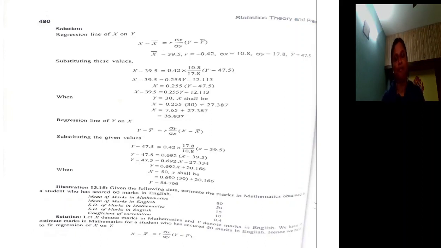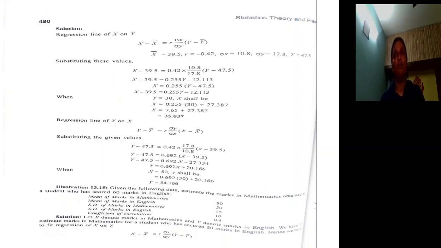When we simplify, the equation becomes y is equal to 0.692x plus 20.166. We know the value of x is equal to 50, so let me put the value of x in the place of x. 0.692 into 50 plus 20.166. So y will become 54.766. This is how to arrive at the answer.